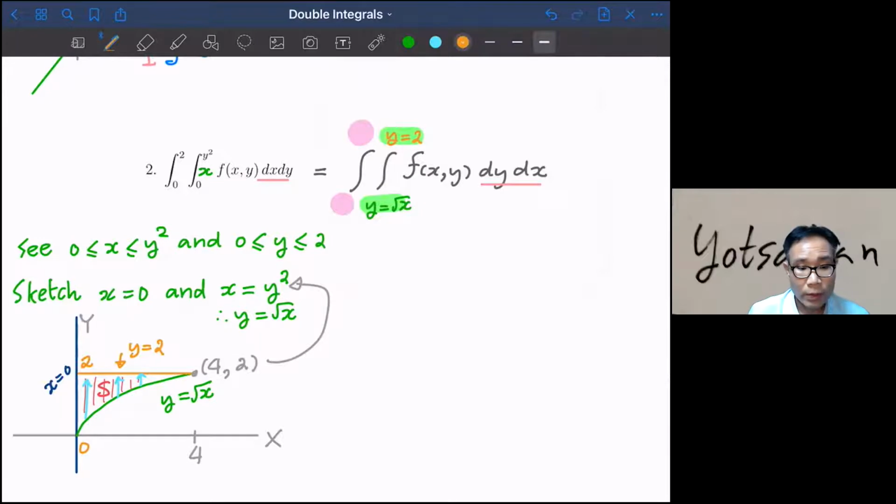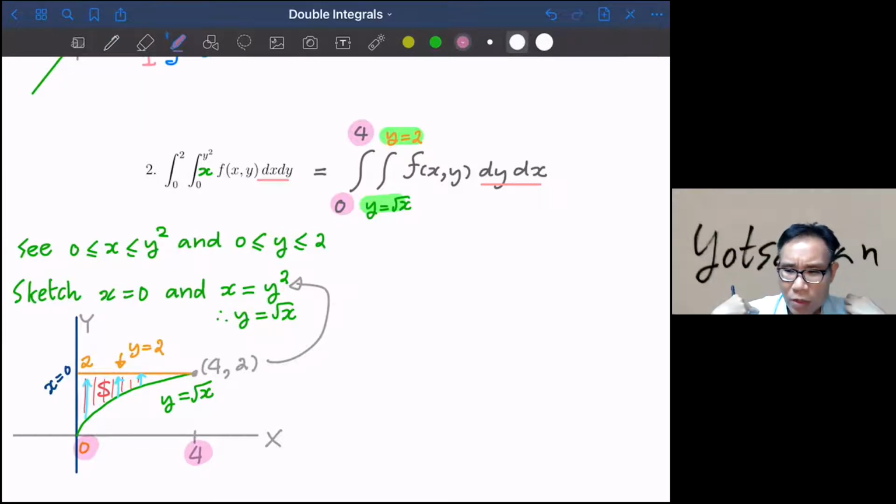Then the next one turns out to be 0 to 4. So I'm just going to put 0 to 4 for my x's. You see that my x covers from 0 to 4 in this form, and my y goes from the green one to the orange one, and the curve is inside. The curves are inside like I told you before. So in this case, it's just this one. This is what you have for changing the order.